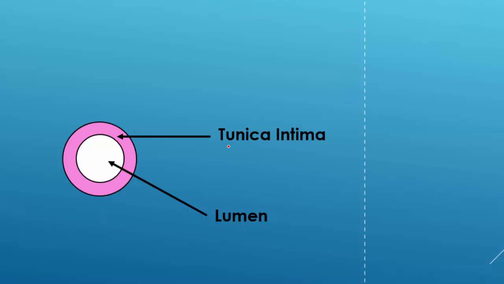Think of it as a tunic, which is a wraparound piece of clothing that wraps around, and intima implies that it's intimate or very close to the lumen. It's proximal to the lumen. This would be analogous to the mucosa of the esophagus or the stomach.